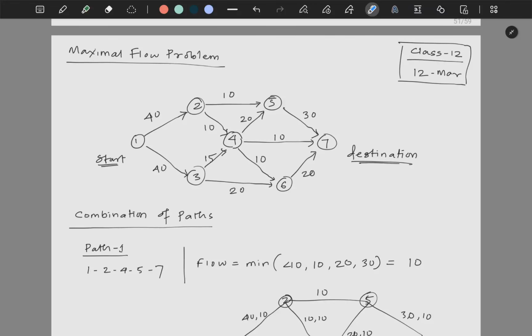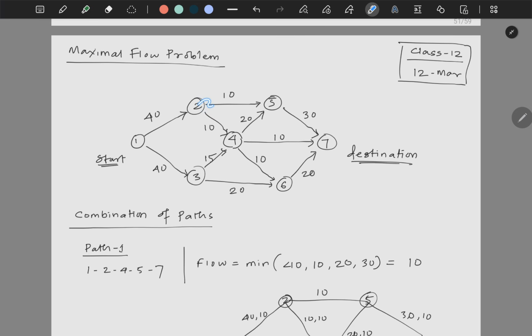Let's understand what the problem says. Basically, you have a start point and a destination. Think of a pipeline. From point one, you have a pipe to point two, which can carry 40 liters. So this direction is important. From point one, it can go to point two. The reverse flow is not possible. I mean, from point two, the liquid can't flow to point one. So the arrow is critical. When you are drawing a diagram, don't forget to draw the arrows.